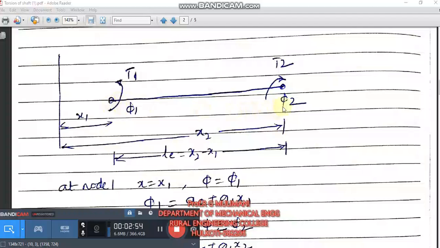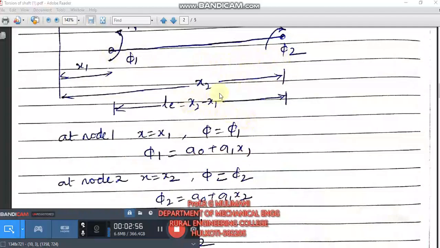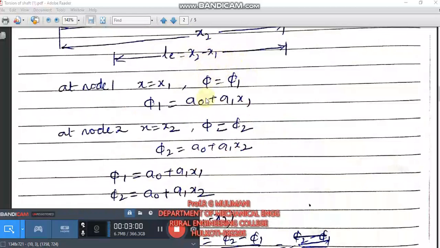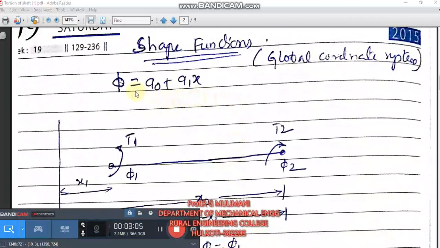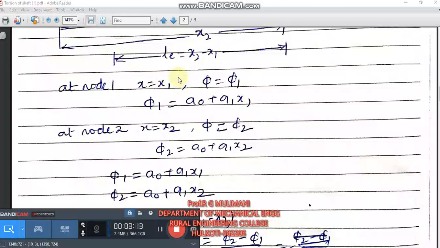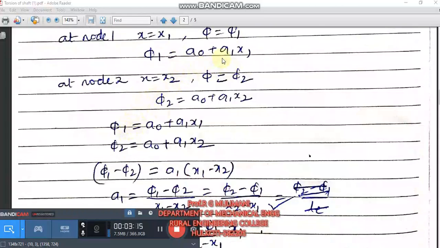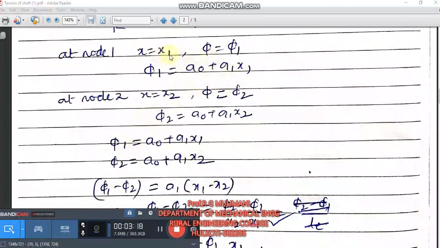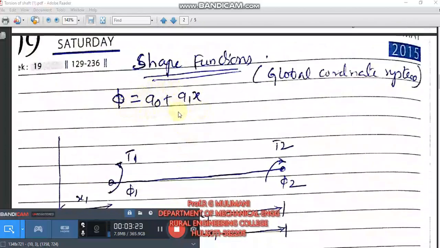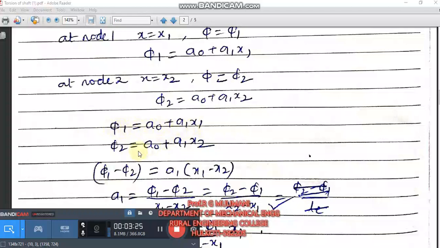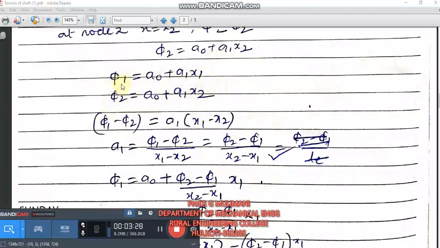As we know two boundary conditions or two nodal displacements, let us use a linear element, that is phi is equal to a0 plus a1 x. This is the interpolation function or displacement function that is assumed. Applying the boundary conditions, at x equal to x1, phi is equal to phi 1. Substituting the x value and phi value in this function, we have this equation. Similarly, applying the second boundary condition, we simplify and find the constants a0 and a1.